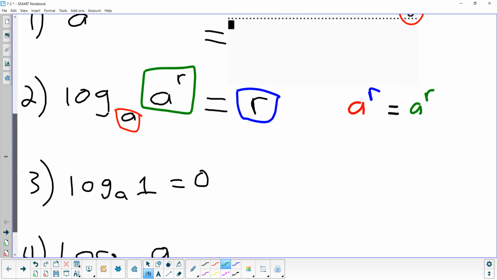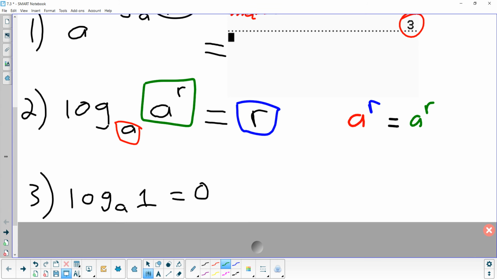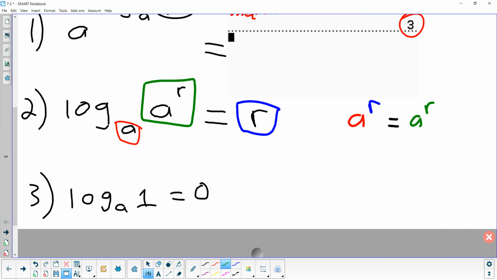Let's look at property 3. Property 3 says if you take the log of 1, the answer is always 0. It doesn't matter what base. Base 2, base 5, base 6, base 13, doesn't matter. Anytime you take the log of 1, the answer is 0.